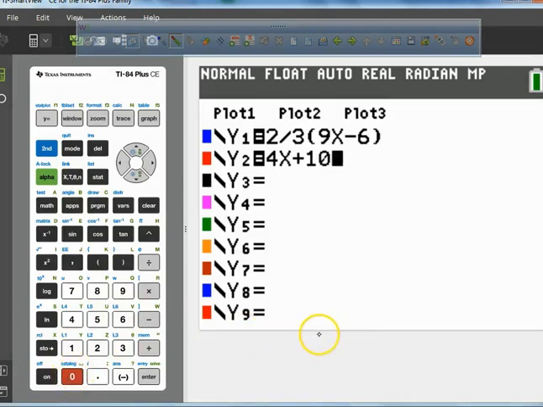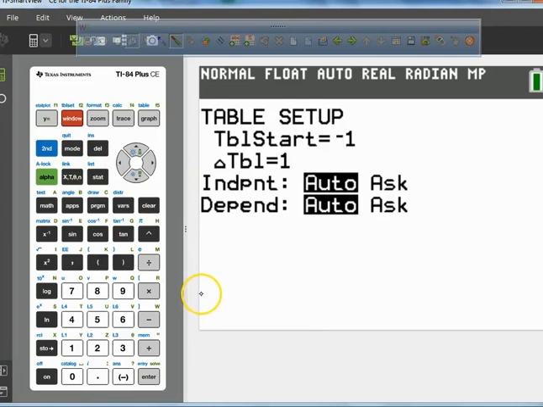Good. Now what we're going to do is check our table. We'll go to second window. Start at the number 7. Second window, start at 7.